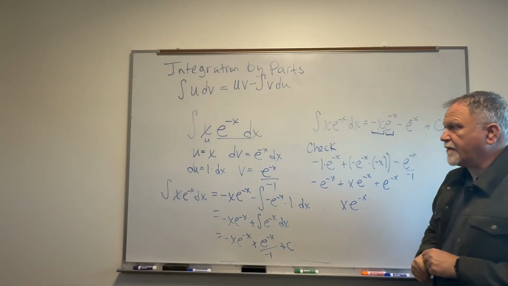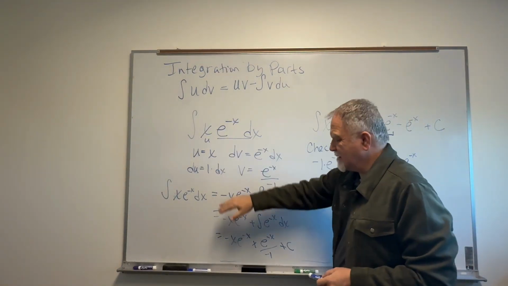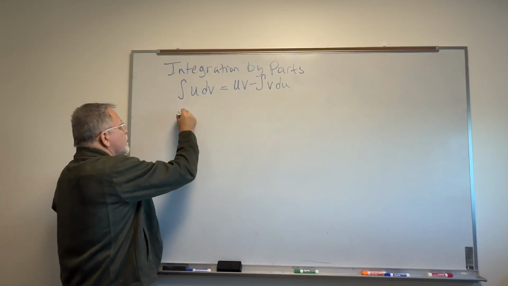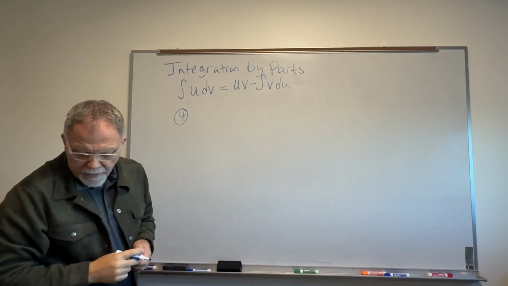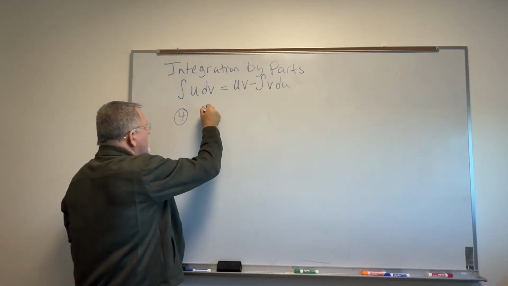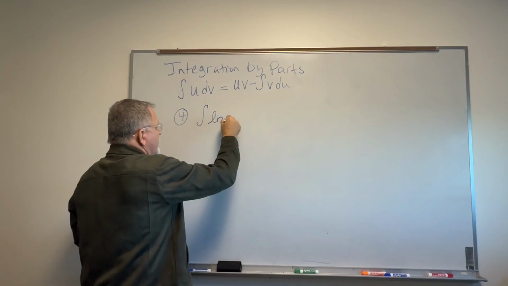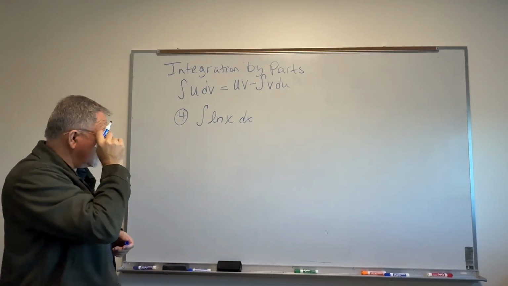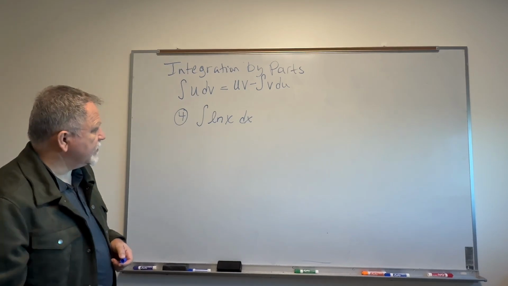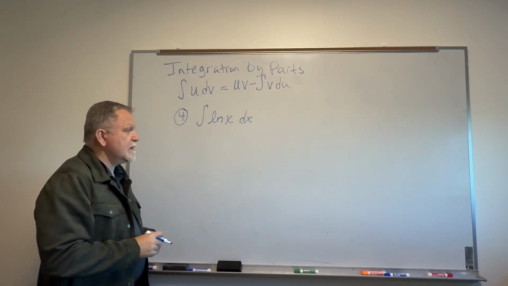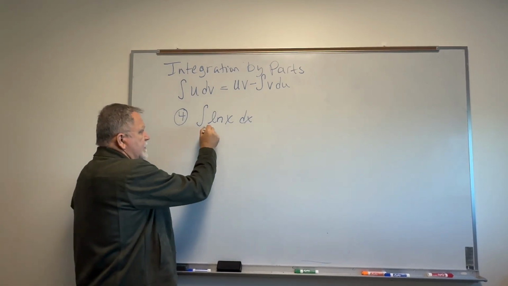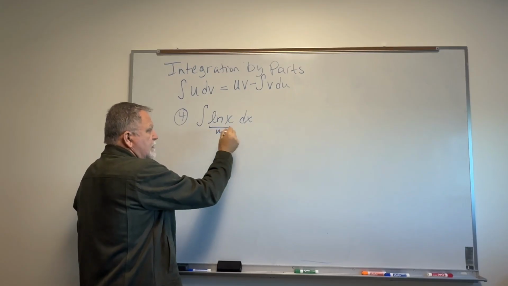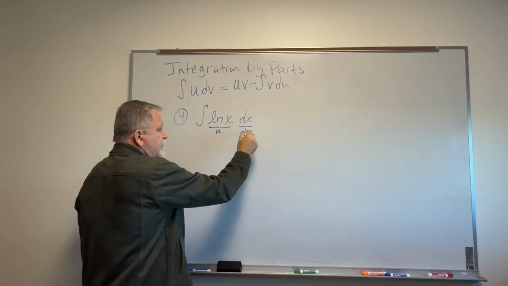Let's go ahead and work another example. By the way, this was number 6 on your worksheet. This one is number 4 on your worksheet. It's the integral of the natural log of x dx. So initially, this looks a little confusing. We only see one function. But I'm going to go ahead and pick this as my u, and I'll pick this as dv.